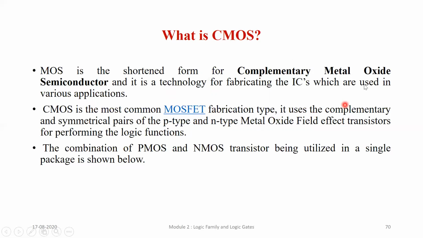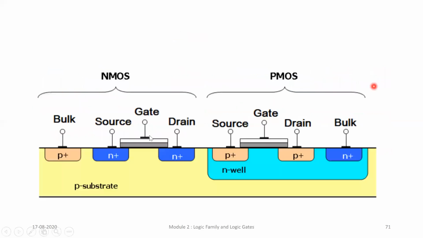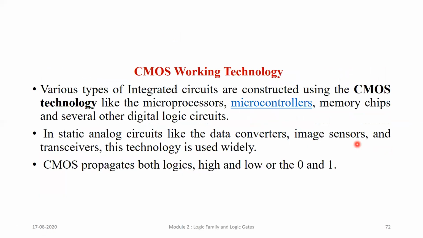The word complementary is used because I am using P-type and N-type semiconductor both. So a combination of PMOS and NMOS, we are utilizing in a single package, and that's why we call it CMOS, complementary metal oxide semiconductor. So this is a fabrication technique. No need for you to draw anything, Lakshmi ma'am will teach you. This is an NMOS, this is a PMOS construction, and how they are sandwiched. Both PMOS and NMOS together form my CMOS.